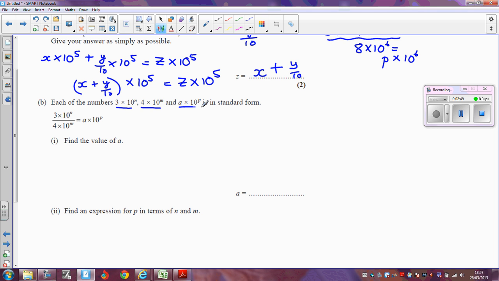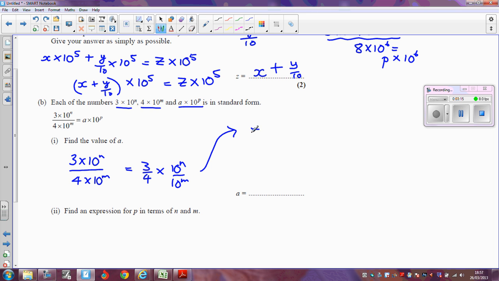Right, we're now told that we've got 3 numbers, 3 times 10 to the n, 4 times 10 to the m, and 8 times 10 to the p, and they are all in standard form. And we're told that 3 times 10 to the n over 4 times 10 to the m is equal to a times 10 to the p. So I'm going to play about with the left-hand side there. 3 times 10 to the n divided by 4 times 10 to the m. I can split that into 3 over 4 times 10 to the n divided by 10 to the m.